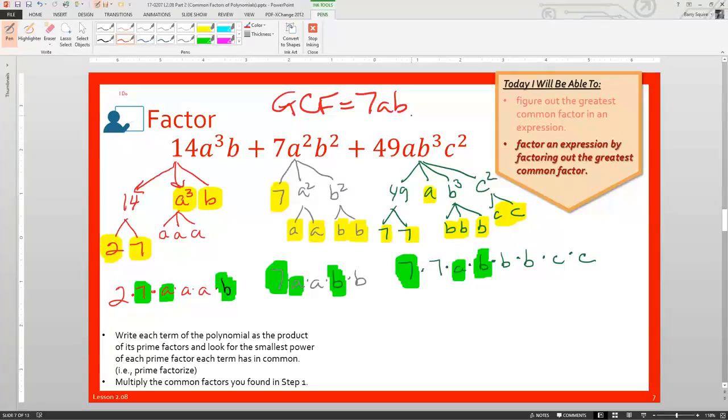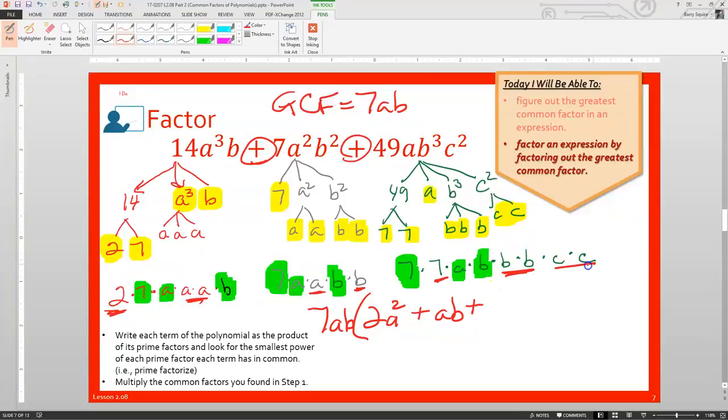Now, we can factor this. We can start writing our factored form using this greatest common factor, 7AB. Now, everything that's left over in all of our prime factorizations, we multiply those together, because that's what's left. So what's left here is a 2 times A squared. What's left over here is an A times B. Yep, plus. And plus again. And then what's left over here, here's our A and our B, is a 7, a B squared, and a C squared. 7B squared, C squared.